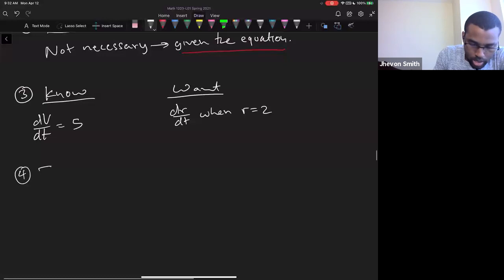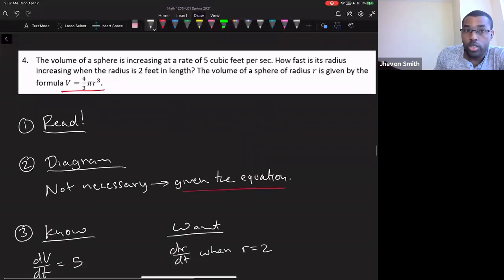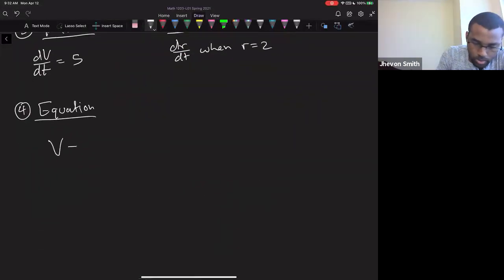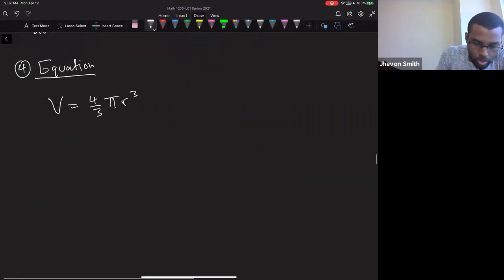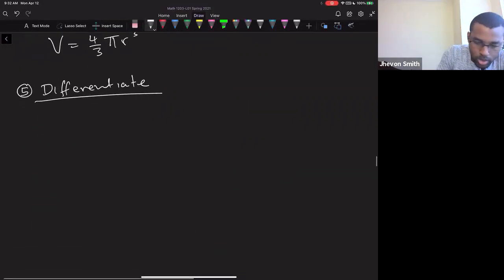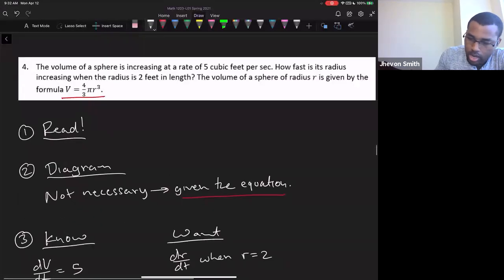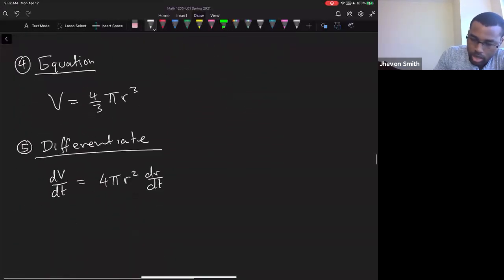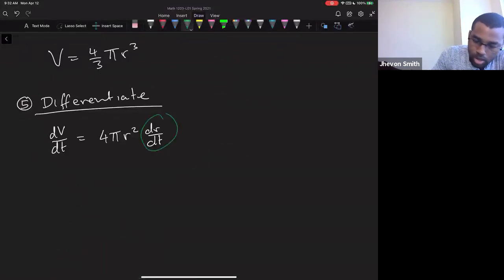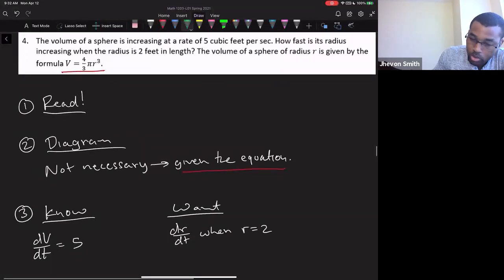And step 4, now we move on to the equation. 4/3 pi r cubed. So then we move on to the 5th step, differentiate. So we're going to have dV/dt equals 4 pi r squared dr/dt. And I want to know dr/dt. So I want to know this guy when r equals 2.